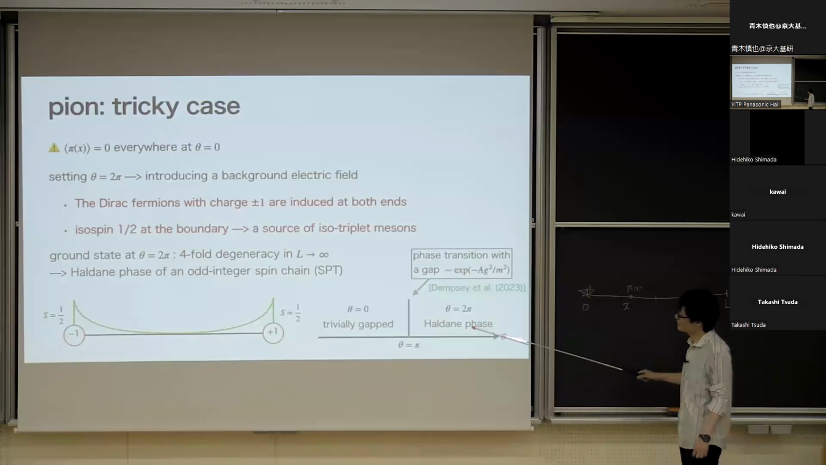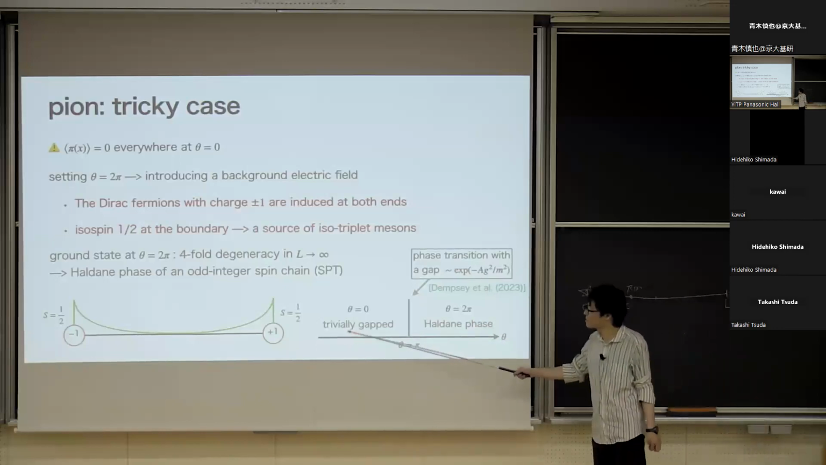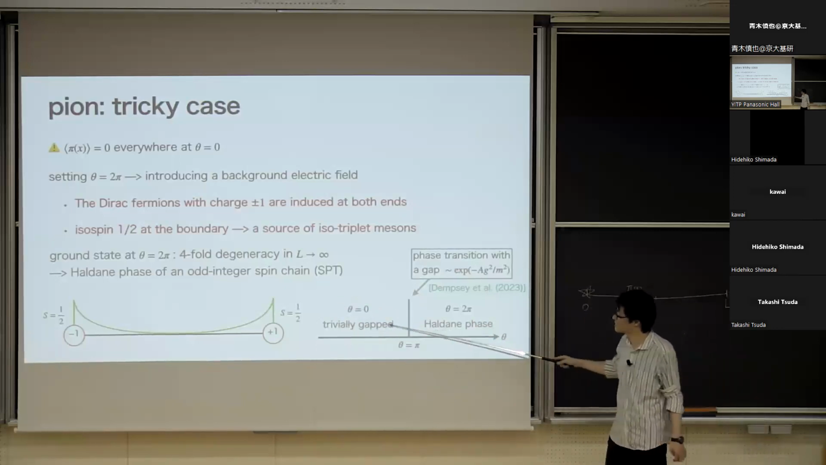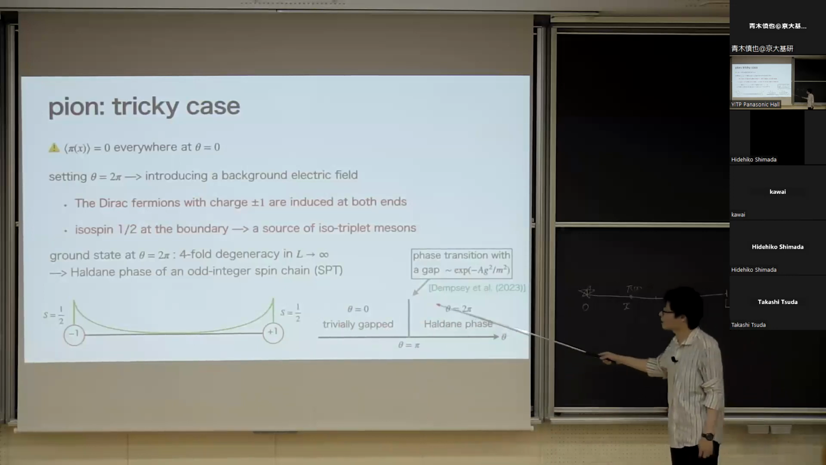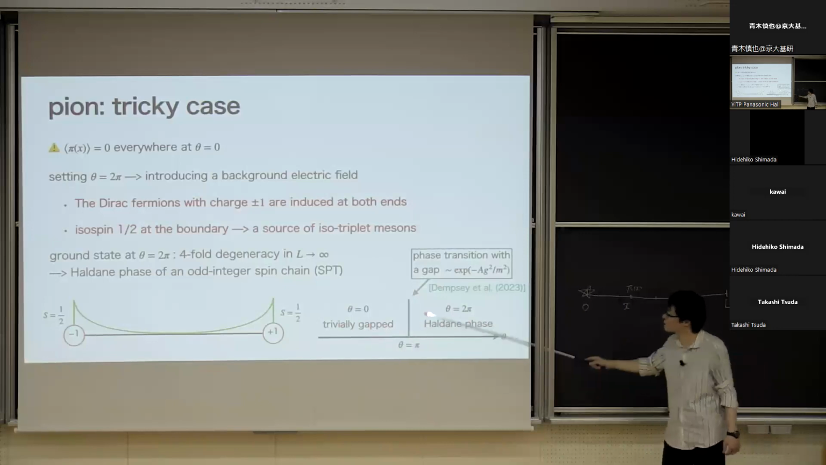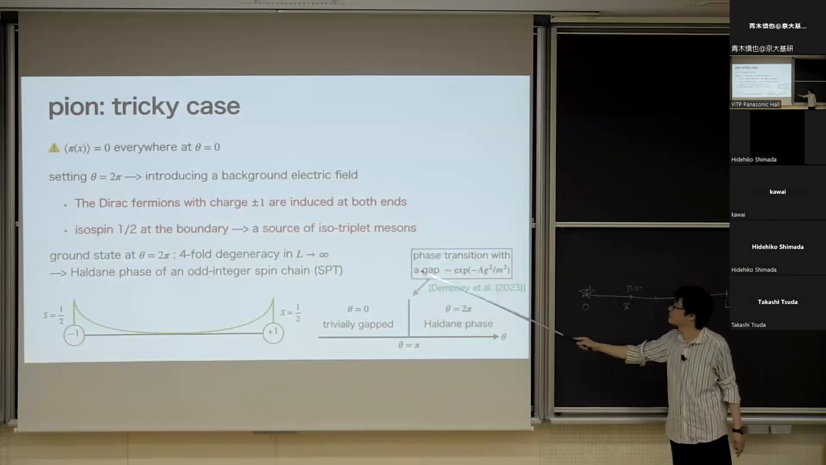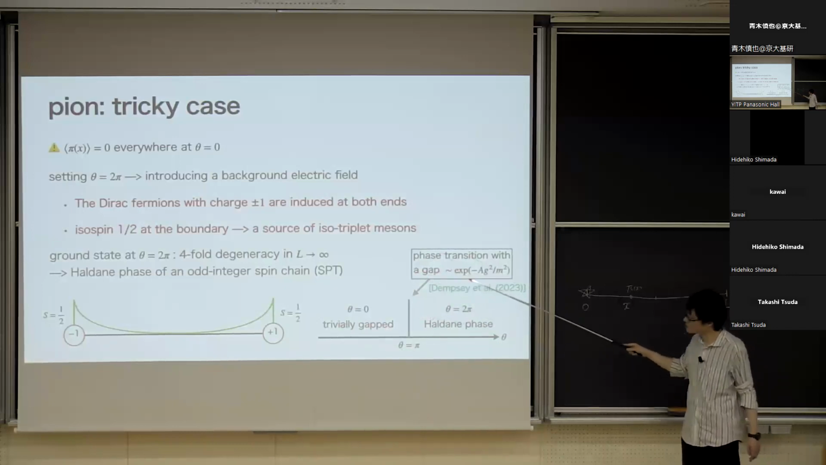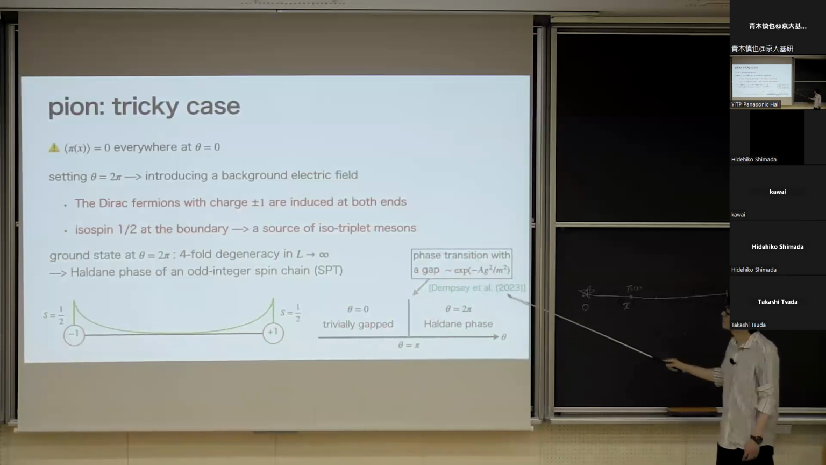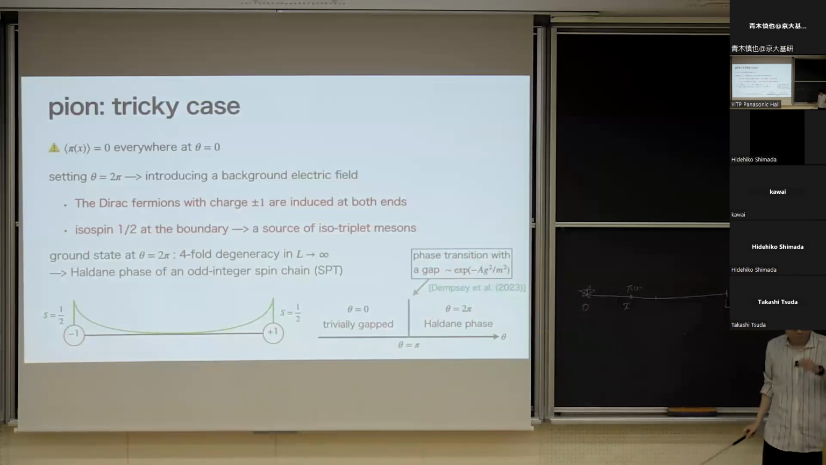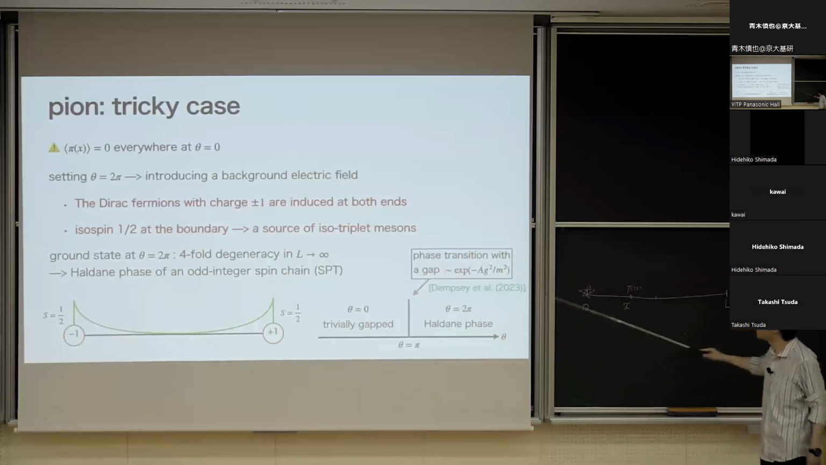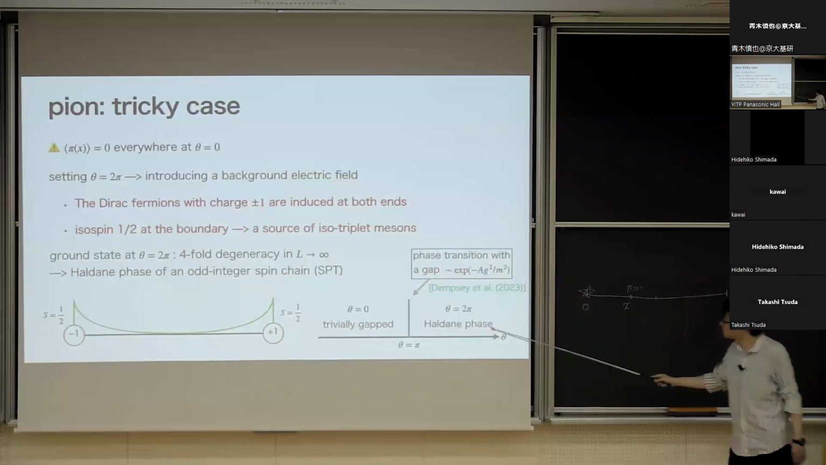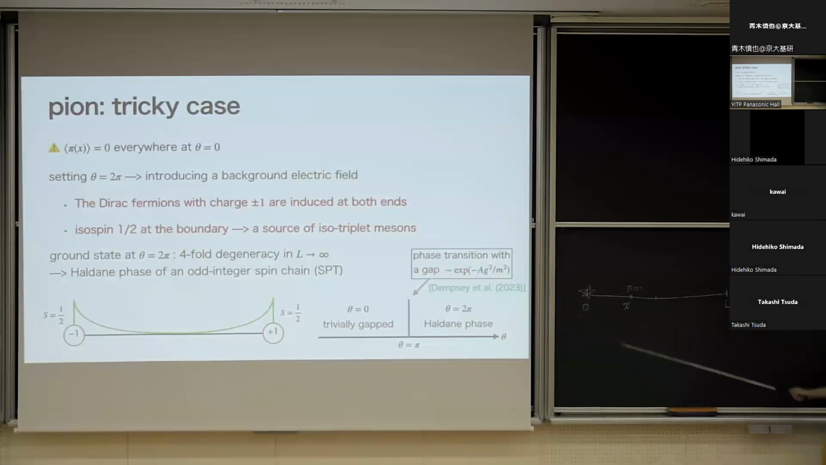If we write a very rough phase diagram, theta equals 0 is the trivial gap phase, but theta equals 2 pi is the Haldane phase. These two phases are divided by the phase transition at theta equals pi, where there is an exponentially small mass gap. But theta equal 4 pi is equal to 0, so you have a different phase again: trivial gap, Haldane phase, and trivial gap again. Yes, exactly, it repeats.